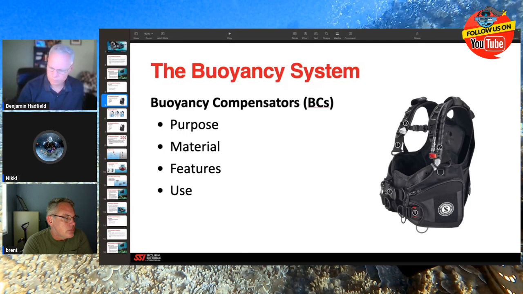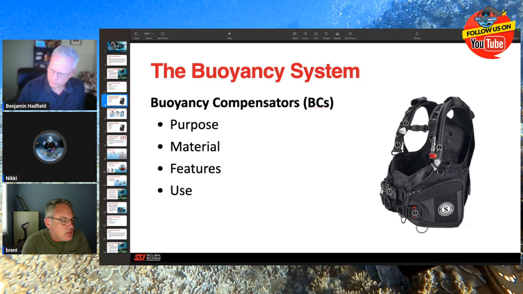But there are some features that are all kind of similar. Some of the things that are different about them is that there's a few that have back inflation. This one is not. Some of them have a wraparound bladder, which is the style that this one is. A lot of them have some sort of cummerbund, so they secure across our belly. And then they all have this low pressure inflator. So Brent, what do you think the purpose of that low pressure inflator could be? To add air or dump air.